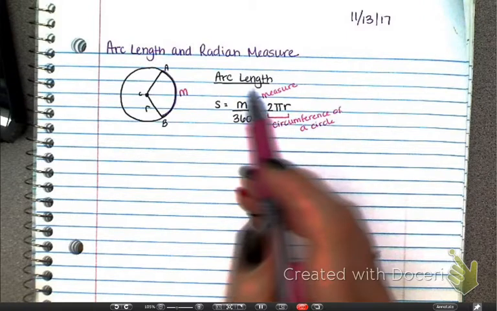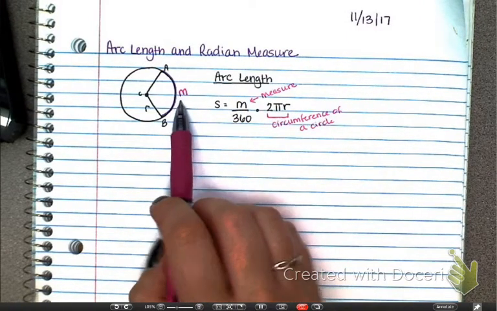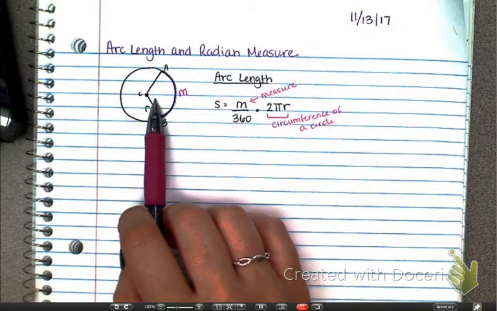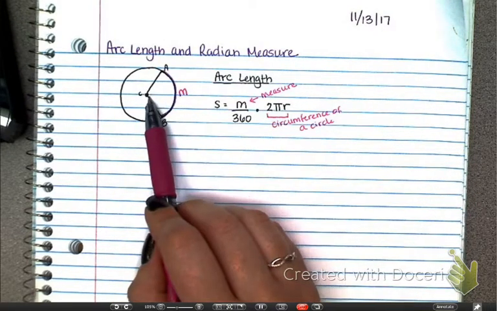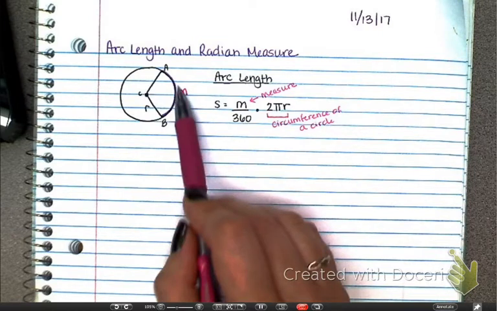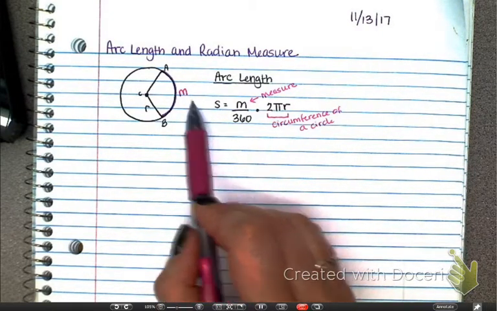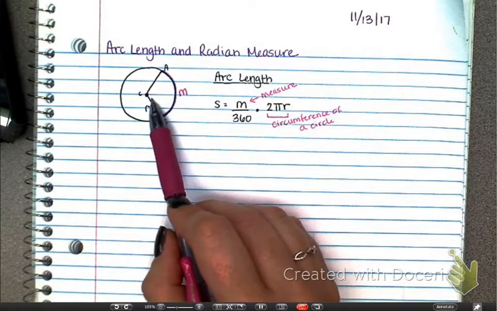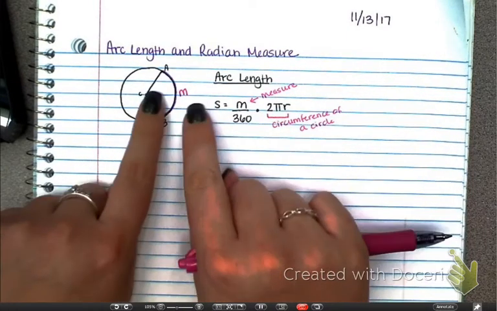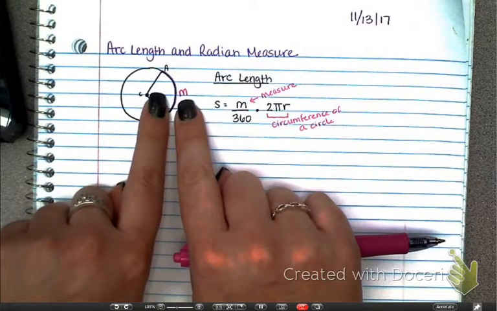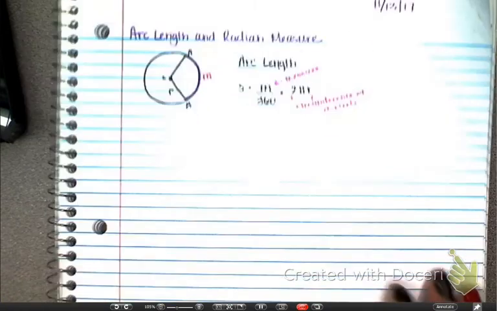Now, I will tell you that the measure of this arc and this angle here, which is known as the central angle, have the same degree. So if the central angle is 50 degrees, this arc is also 50 degrees. If the arc's 45 degrees, then the central angle is 45 degrees. So it doesn't matter where you see the measure, these are going to be the same. Cool? Okay, so let's try an example.